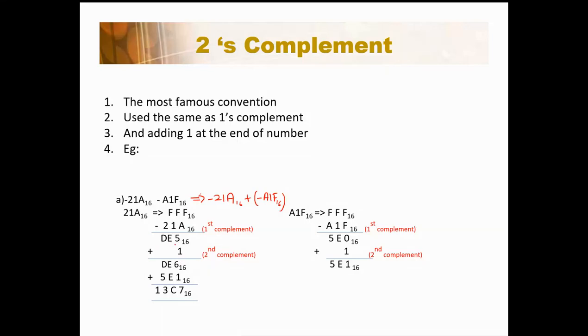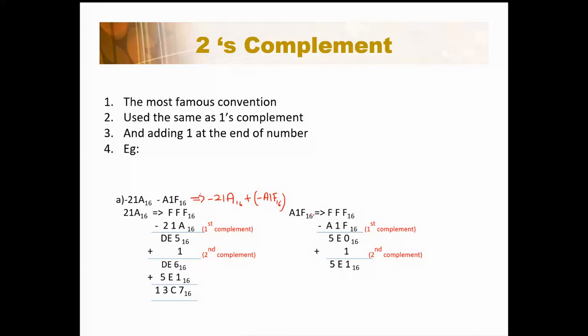So DE5 base 16, you plus with 1. So you get DE6 base 16. Alright, so that 21A is settled. So you get DE6 for the 2's complement of 21A. So now we go to the A1F base 16.